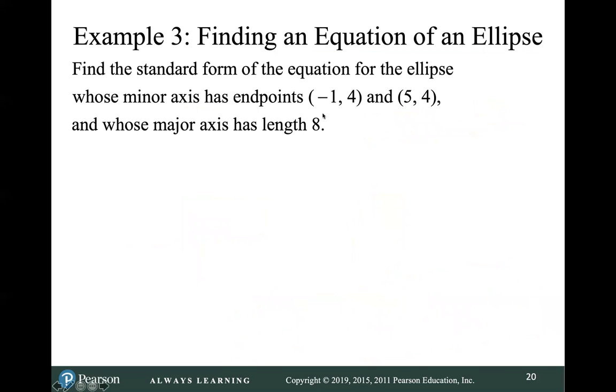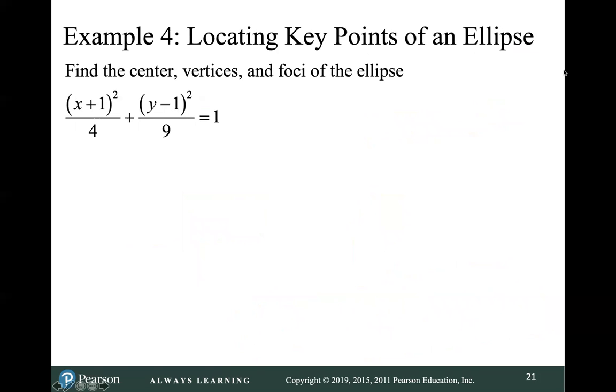Okay, example 4. Locating key points of an ellipse. So we're doing that same thing backwards. I'm given the equation. I want to find the center, vertices, and the foci of the ellipse. So I'm going to look at this and I'm going to, again, sketch a quick graph. I know that h is -1 because this is minus h. k is 1, so I can graph (-1, 1) as my center. My bigger number here is 9, so I know that a is 3. 1, 2, 3. And then my smaller number is 4, so that means that b is the square root of that, which is 2. 1, 2.